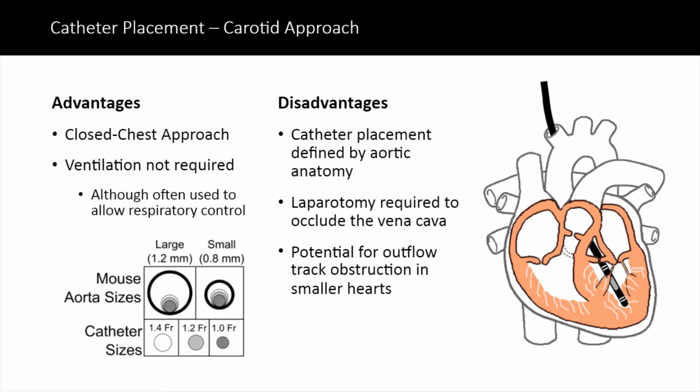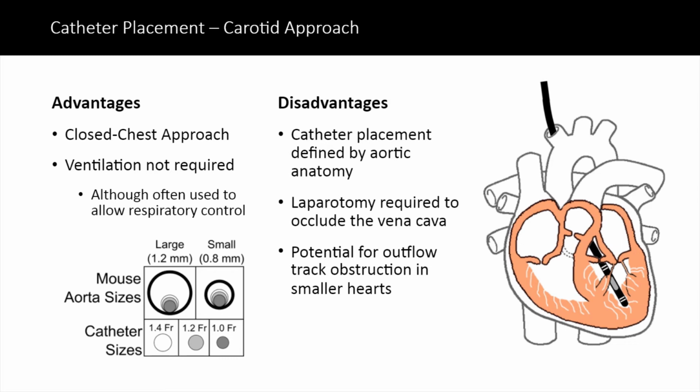And so I've shown here this little figure on the left, images of aortic sizes. A relatively robust mouse will have an aortic diameter of about 1.2 to 2 millimeters. And so these catheters, whichever catheter you're using, so I have the 1.4 French, which is the classic Millar size, the 1.2 French, which is the Transonic catheter size, and then Millar has a 1 French catheter as well.